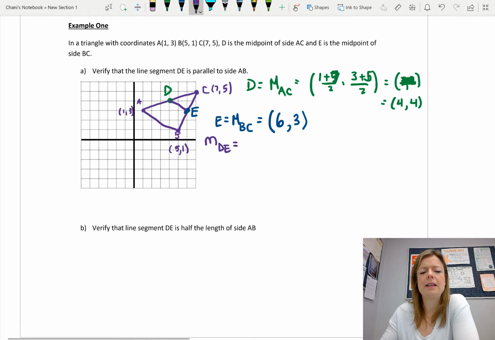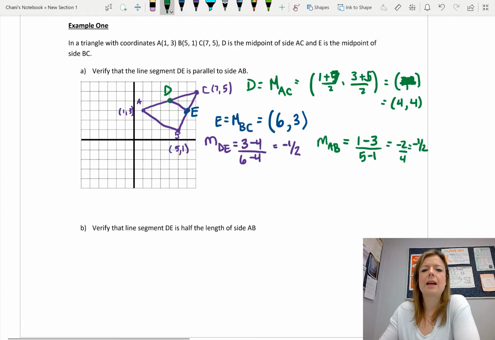So the slope of DE is y2 minus y1, so 3 minus 4 over x2 minus x1, 6 minus 4, so you get negative a half. Okay, I will do the same thing for the slope of AB, and I'm hoping that it's also negative a half. So 1 minus 3 divided by 5 minus 1 gives me negative 2 over 4, which is negative a half. Yay! Okay, so now here's the important part, which is the sentence.